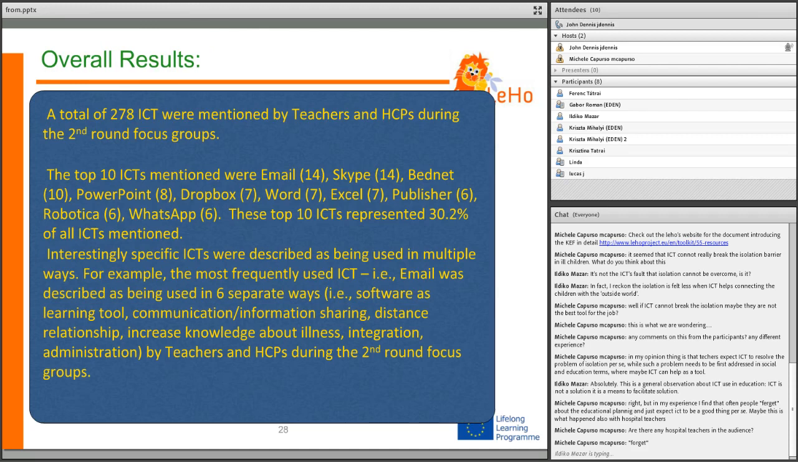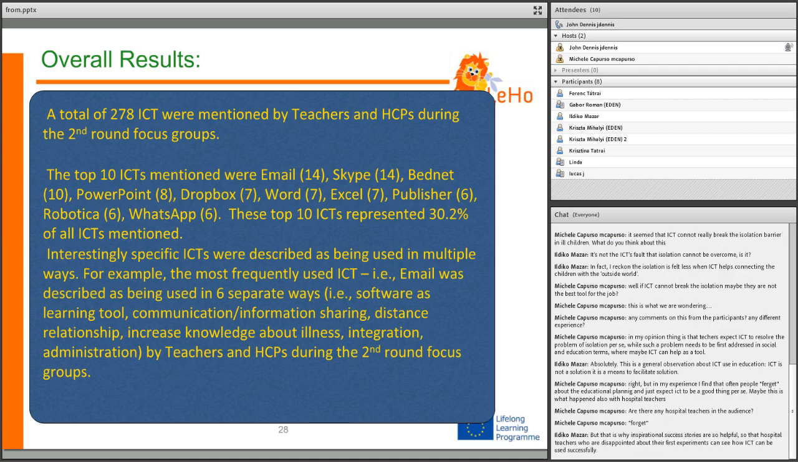There were 278 statements mentioned by teachers. What's interesting is that 10 ICTs were mentioned, where the most common ones were email, Skype, PowerPoint, Dropbox. And it's interesting that the ICTs that were mentioned were discussed and being used in multiple ways. Now, this is probably obvious, but email was described as being used in six separate ways.